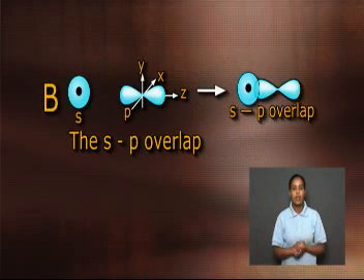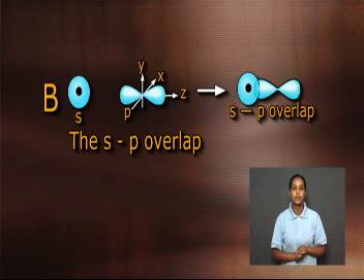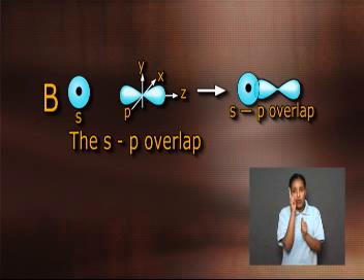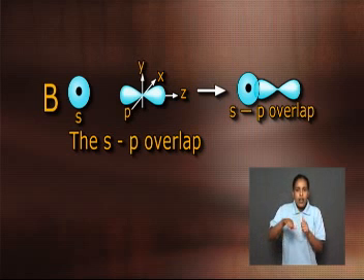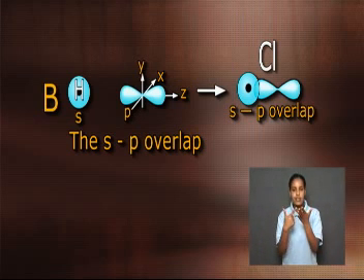In image B, you can see the sp type overlap. The half-filled s orbital of one atom overlaps with one of the p orbitals of another atom that has only one electron. Hydrogen chloride molecules display this type of orbital overlap.